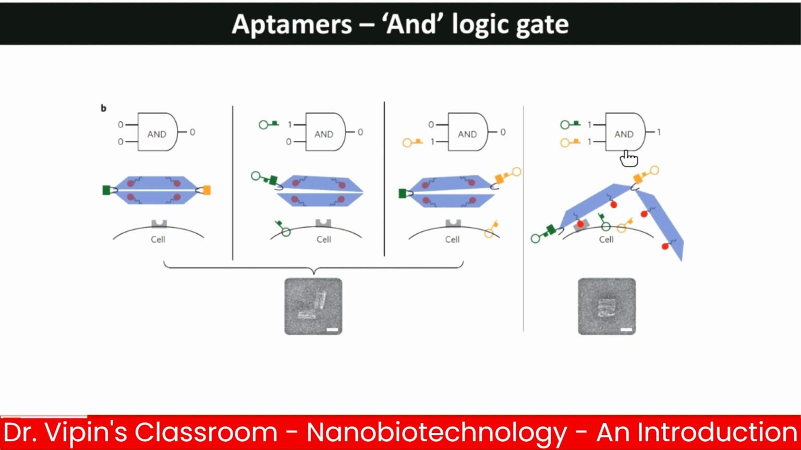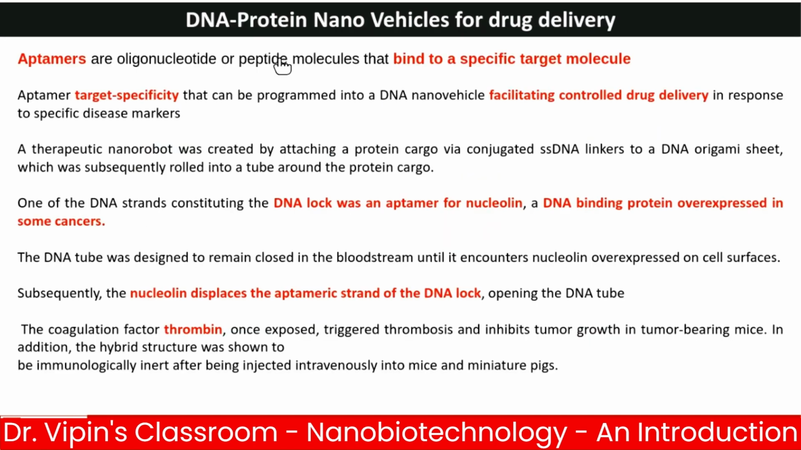So this is an AND logic gate. AND means only when both conditions are satisfied do you get to move on and get your results. So this is 1 and 1 equals 1; 0, 1 is 0; 1, 0 is 0; and 0, 0 is also 0, right? So aptamers could either be oligonucleotides or peptides. They could be either nucleic acids or peptide molecules that bind to a specific target molecule.